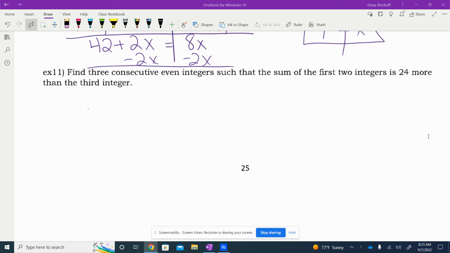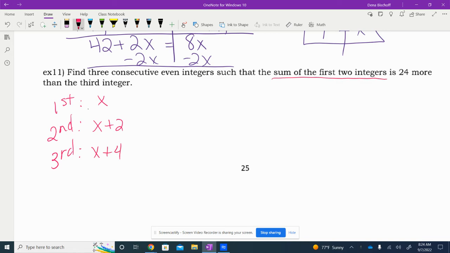Okay. So what are you thinking? First, find 3 consecutive integers. So what should we do first? What am I doing here? What am I wanting to do? So my first variable is x. They're even integers. So my next one is x plus 2. And my last one is?